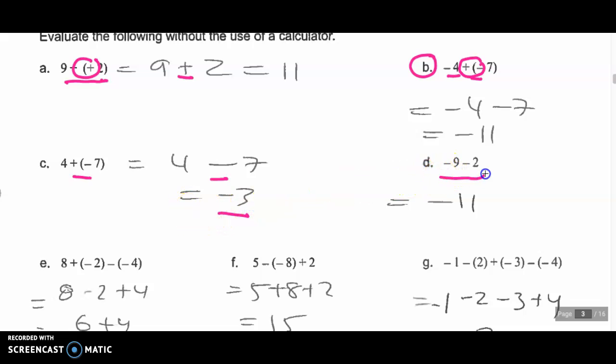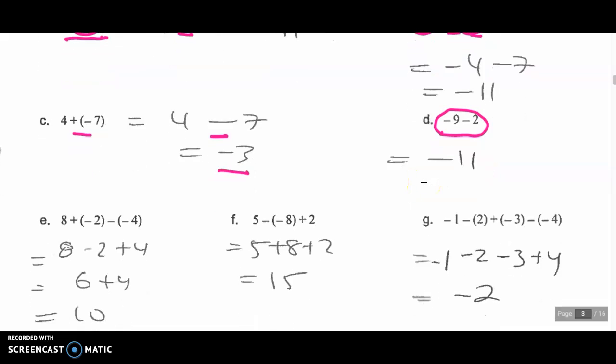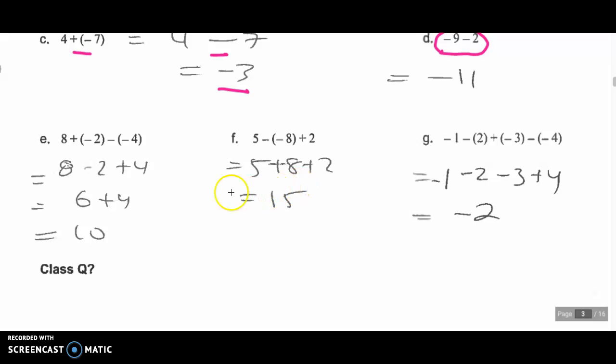Here, don't make things too difficult. -9 -2, you can see the -11. And then with questions with multiple integers and multiple adding and subtracting, just go through and clean up the brackets first. Okay, clean up the signs first. So a plus and a minus becomes a minus and a minus becomes a plus. 8 - 2 is 6. 6 + 4 is 10.